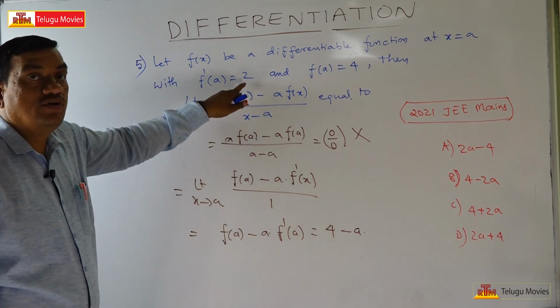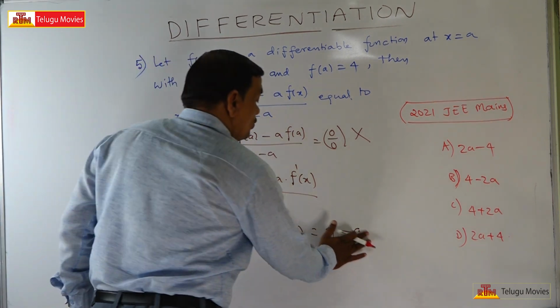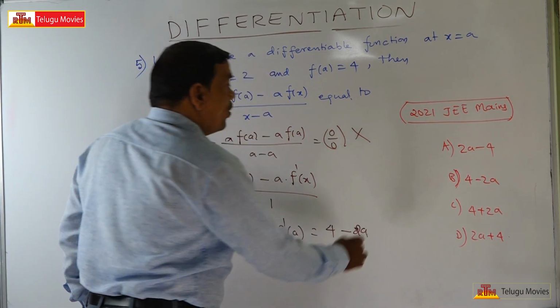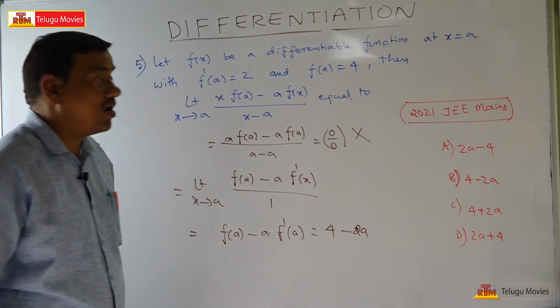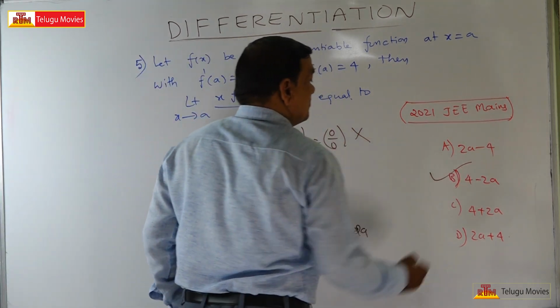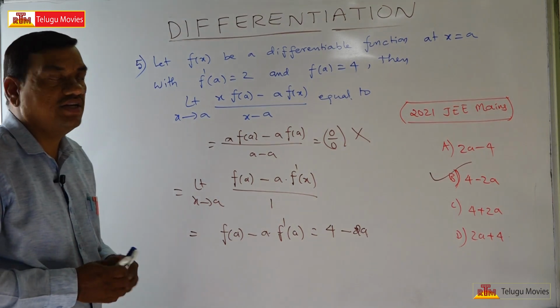F dash of a value is how much? 2. That is equal to 2a. So 4 minus 2a will be your answer. So this is your answer. Very, very easy problem.